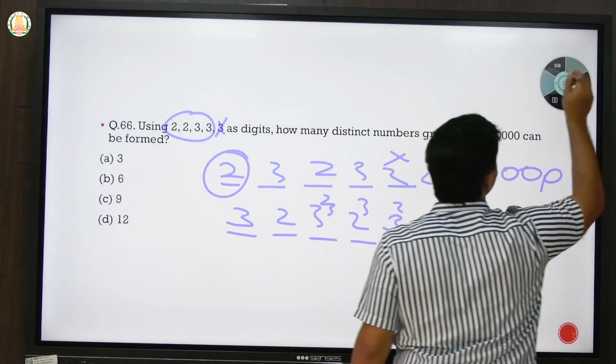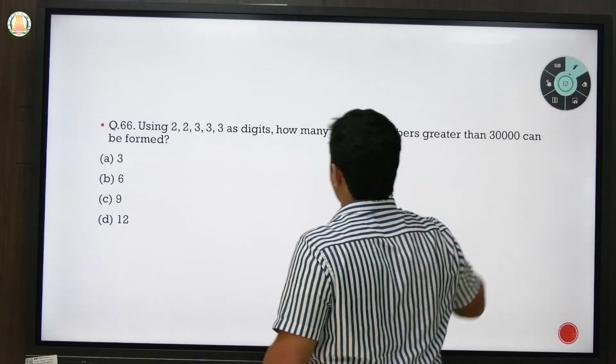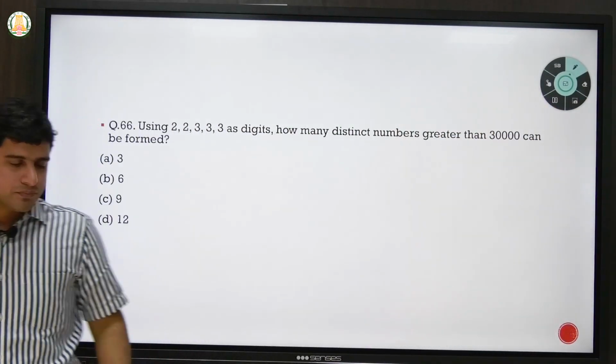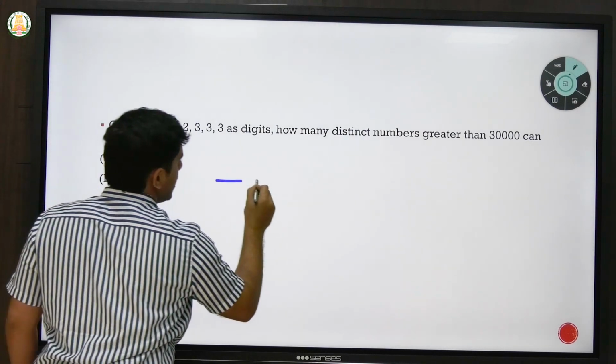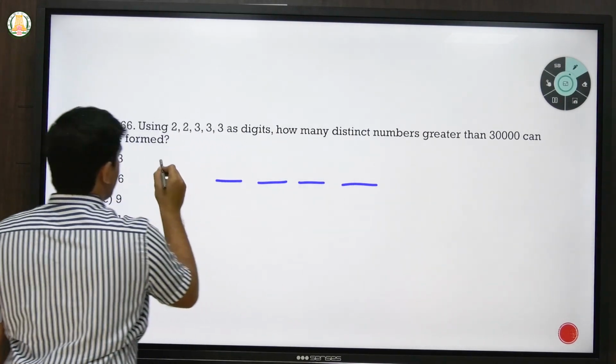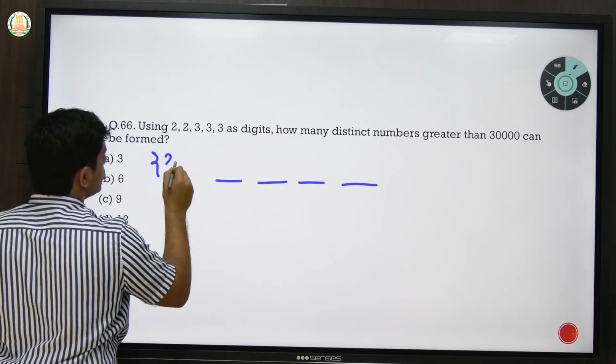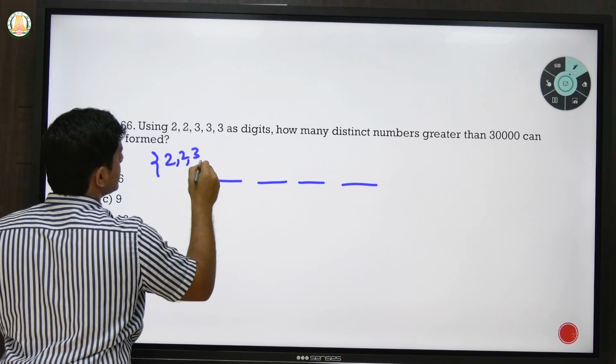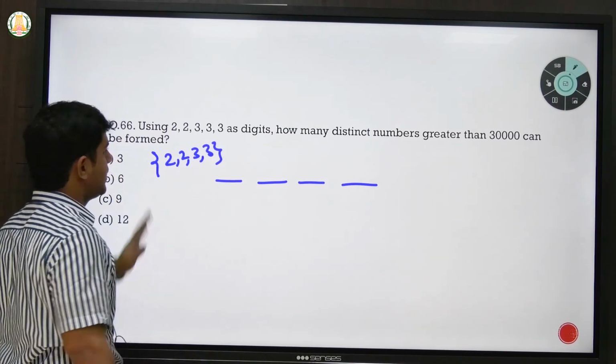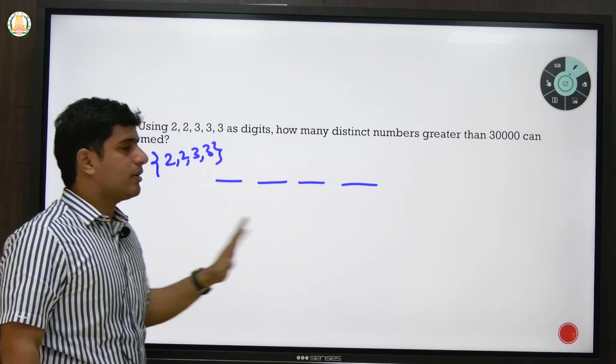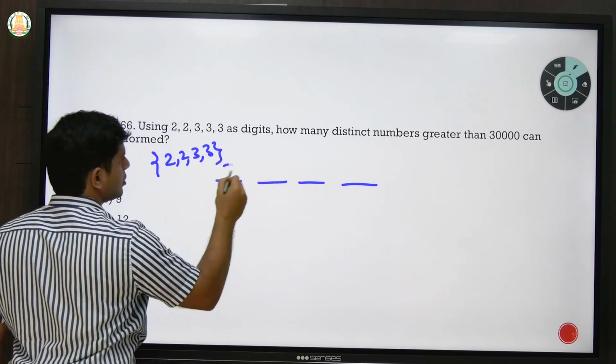So we'll see how to do it. I'll give you 2 methods, and you can choose whatever method you want. So we'll write these 4 digits here, and we know the set that we have to use: 2, 2, 3, 3. These 4 numbers we have to arrange. So let's go for the first one.